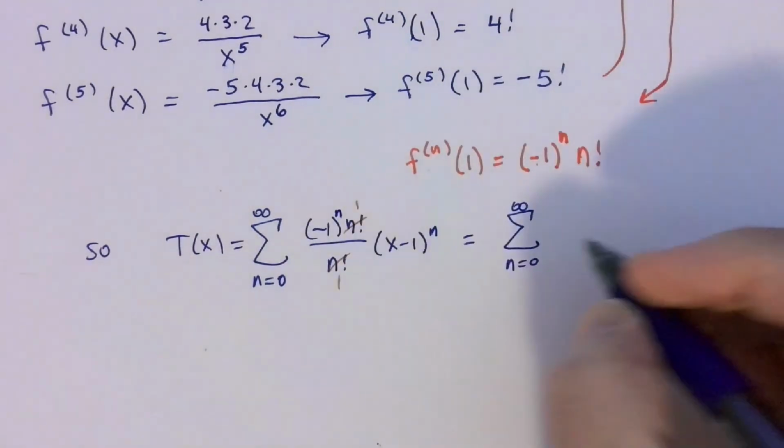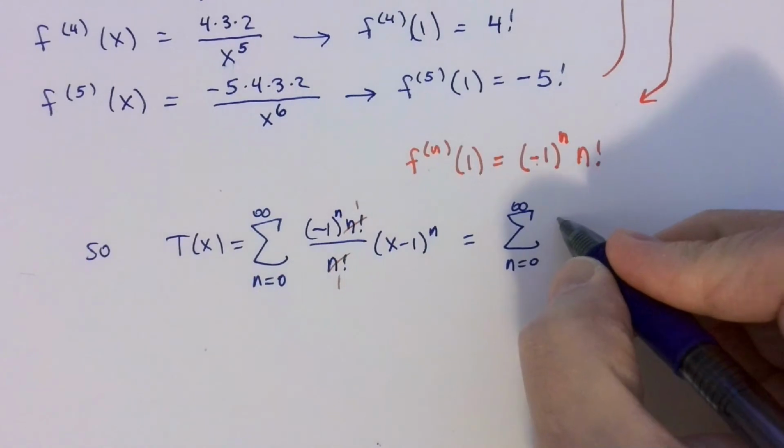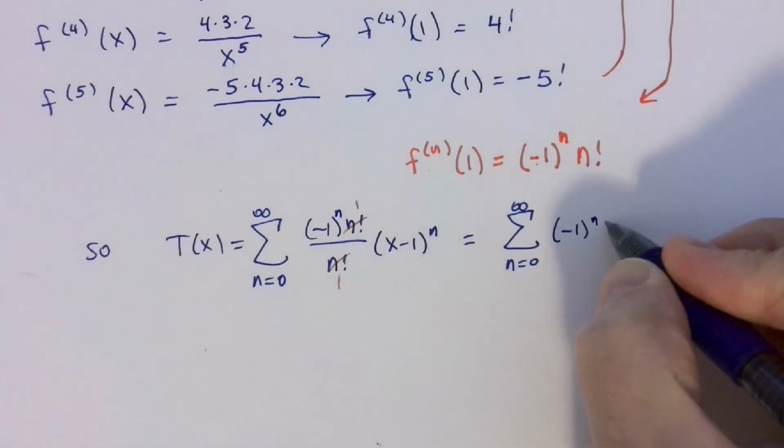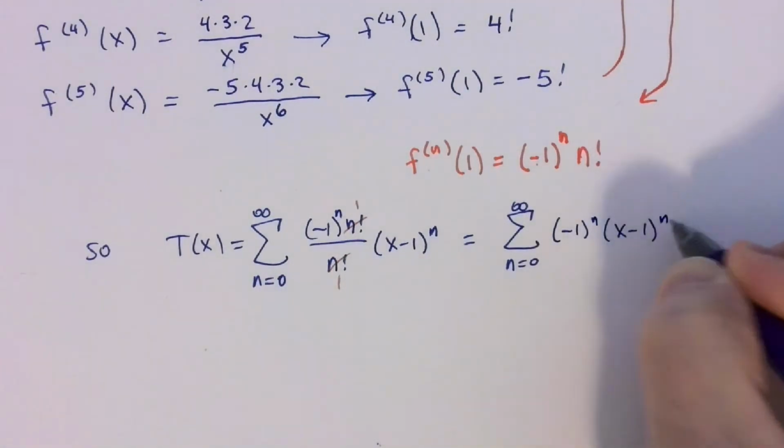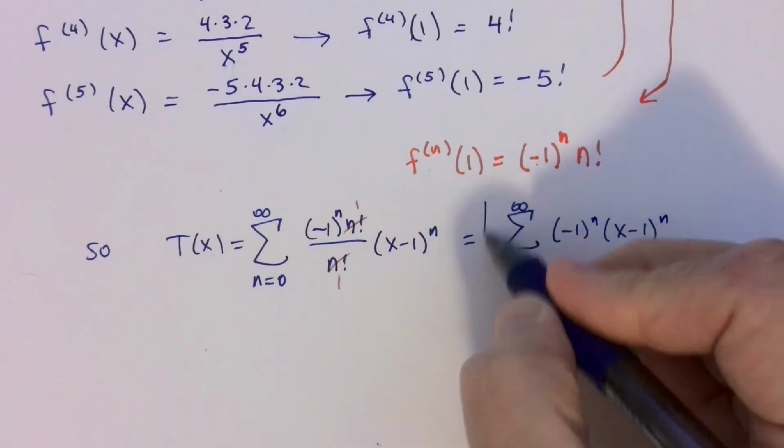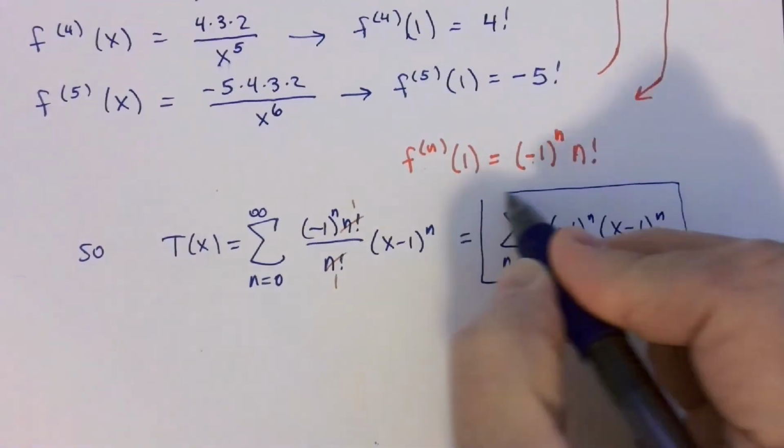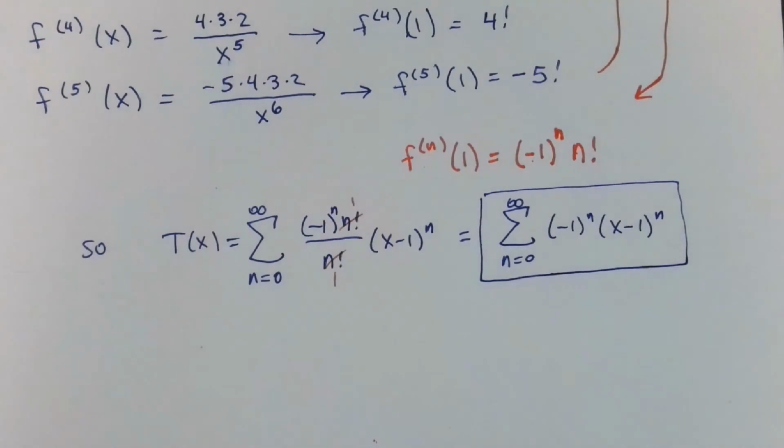That's not changing signs anymore, right? So we need to make sure we include that. So it's negative 1 to the n times (x minus 1) to the n. And if you go back in the power series video, we actually derived the power series for 1 over x.